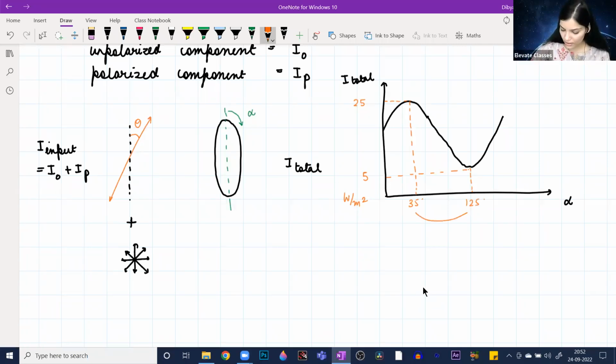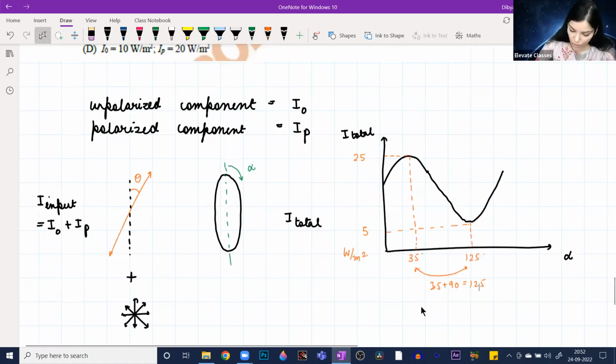This is 35 plus 90 is equal to 125, which makes sense कि मैं पोलराइजर को रोटेट कर रही हूँ तो एक पोजीशन पे अगर मैक्सिमा है तो उसके क्रॉस्ड पोजीशन यानी कि 90 डिग्री के डिफरेंस के बाद आई शुड गेट अ मिनिमम. ठीक है, बट अब क्या हो रहा है when this total light is falling onto the polarizer, so unpolarized component को क्या हो रहा है, this component I0 will simply become I0 by 2.